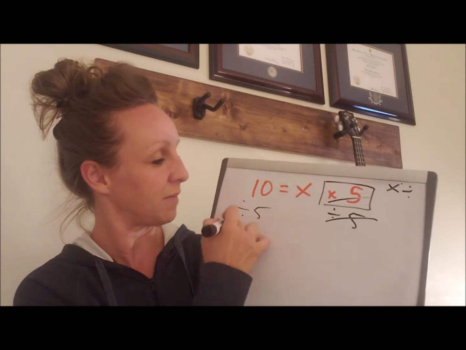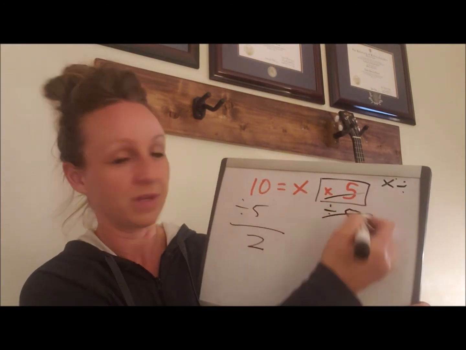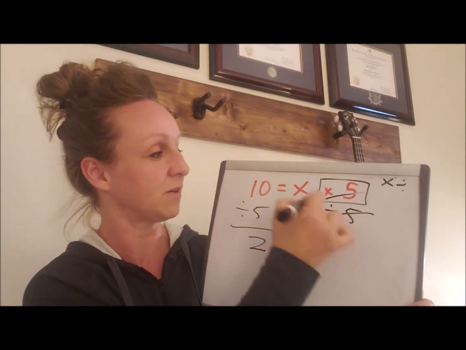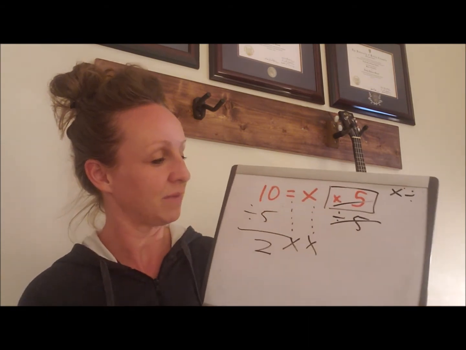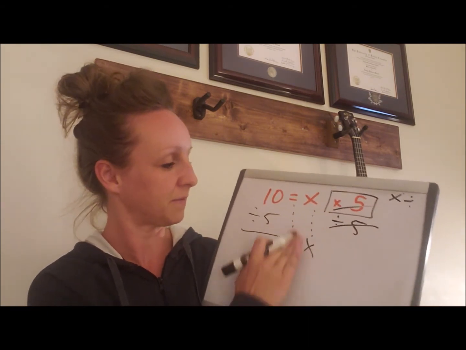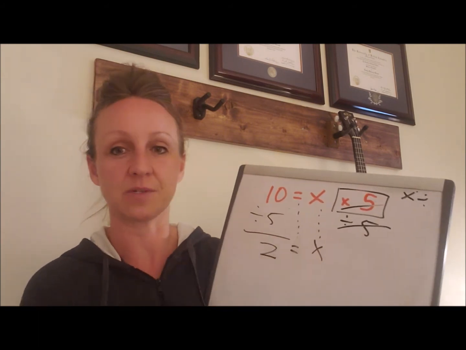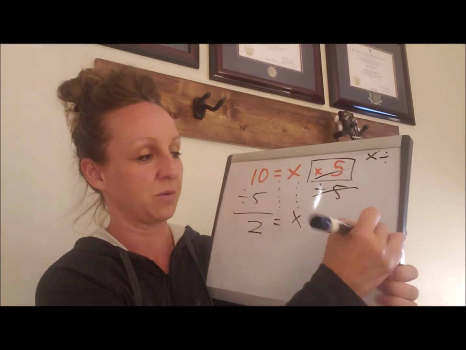So 10 divided by 5 is 2. The 5 divided by 5 cancels itself out. So I'm going to bring down my x and my equal sign, and what I'm left with is x equals 2, which is the same thing as 2 equals x.